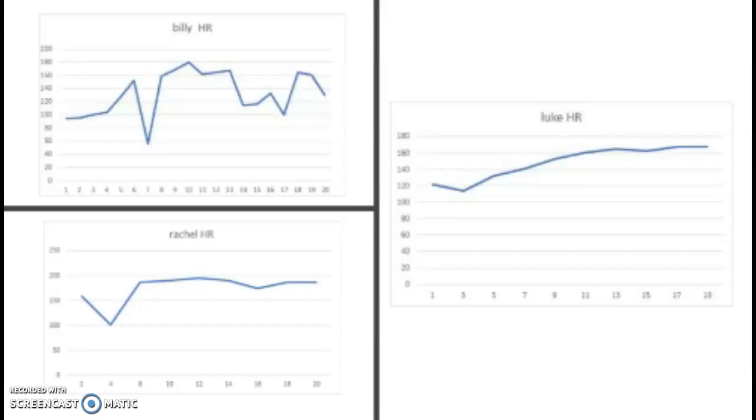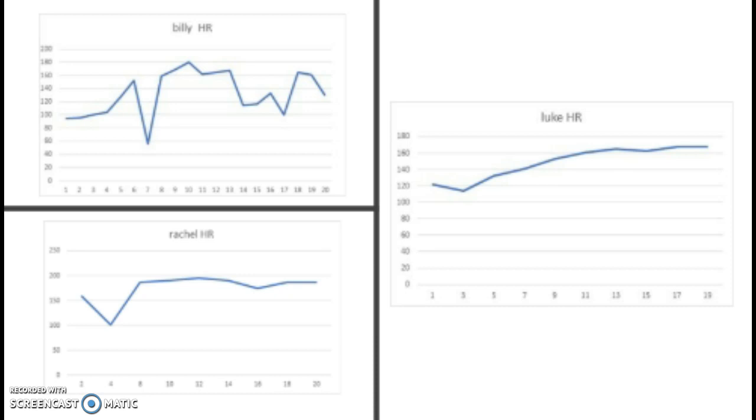This is the data we collected from our experiment. In Rachel's data, we can see her heart rate starts quite high at the beginning of exercise, but then drops from around 160 to 100. Her heart rate increases from 100 in the 4th minute to around 180.